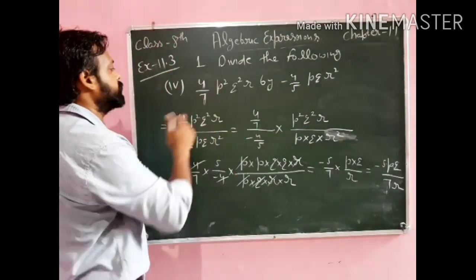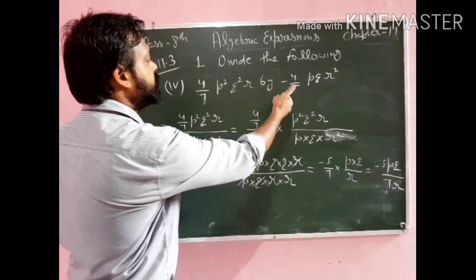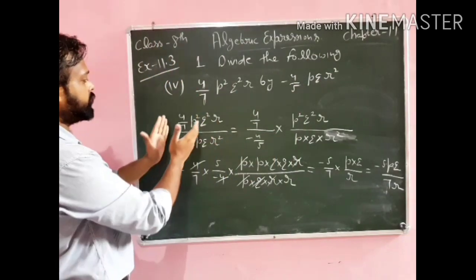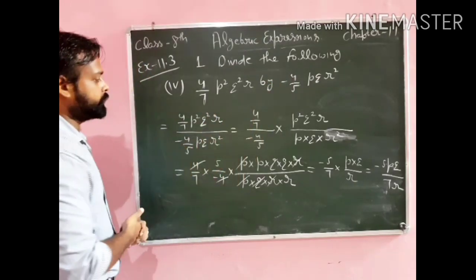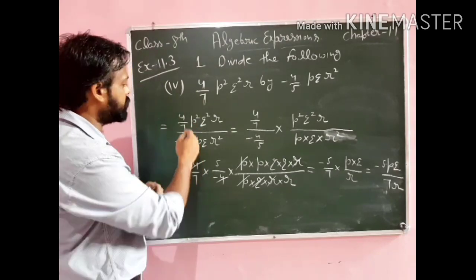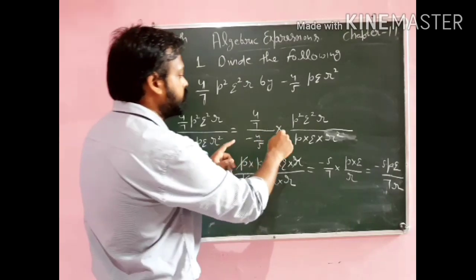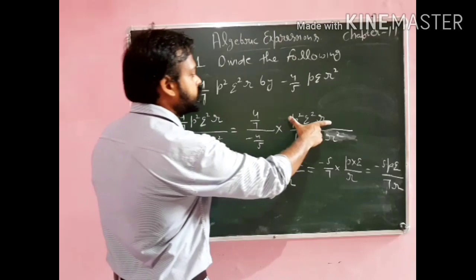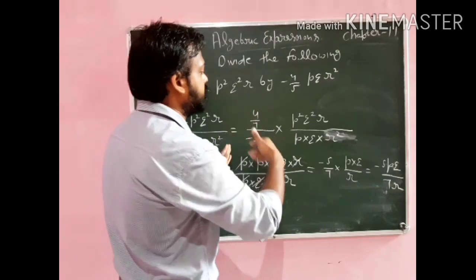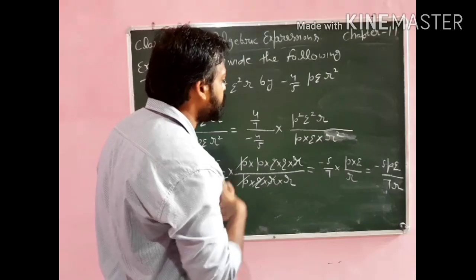Okay, now you can see this 4 by 7 p square q square r is divided by minus 4 by 5 p q r square. So the same step: first of all we will write this in the numerator and this term in the denominator. Okay, now you can see the next step. First of all we have to separate the values again, this 4 by 7 over this minus 4 by 5, and also putting a multiplication sign, then p square q square r over p q r square. Okay, now we have separated the values. Now we can do the calculation.